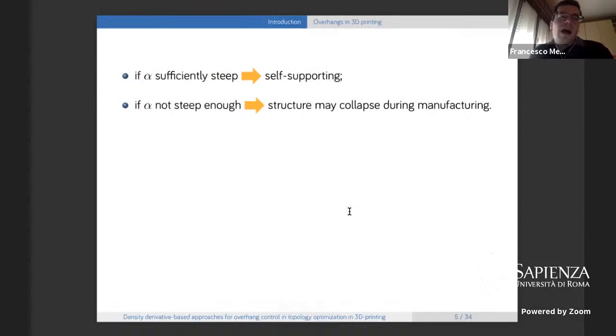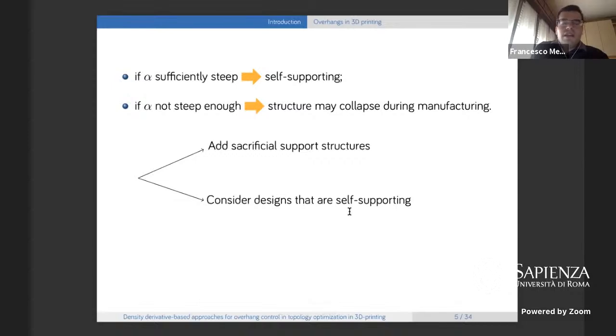So if this angle alpha is sufficiently steep, well, we don't have any problem. The structure, the overhanging boundary, is self-supporting. However, if alpha is not steep enough, the structure may collapse during manufacturing. And so basically we have two paths we can follow. We either add sacrificial support structures, which of course, however, will have to be removed after manufacturing. So we have a waste of material and also an increased cost for the processing.